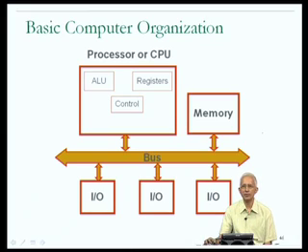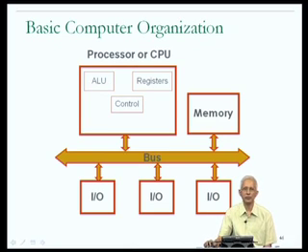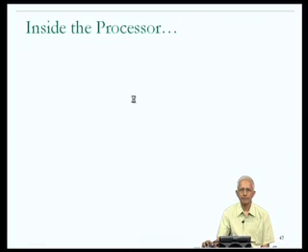Now, we are going to spend some time looking into the components of the processor, and the three important components of the processor that we will look at are the ALU, the registers, and the control unit, which are shown in the small boxes inside the large box that you see in this diagram.